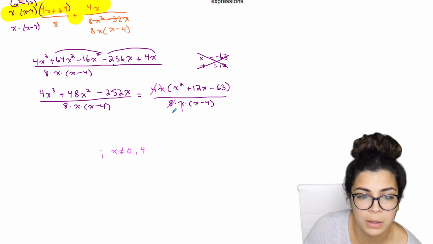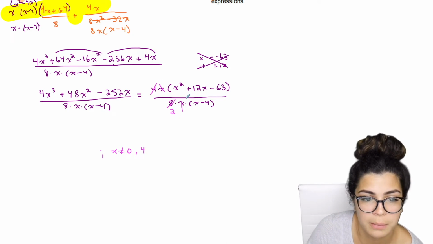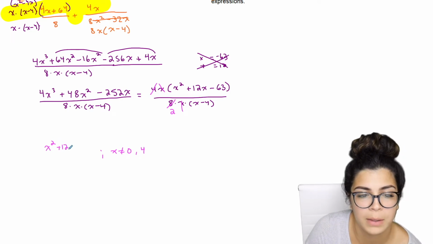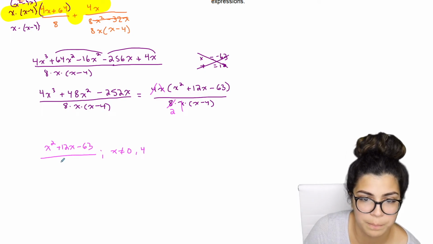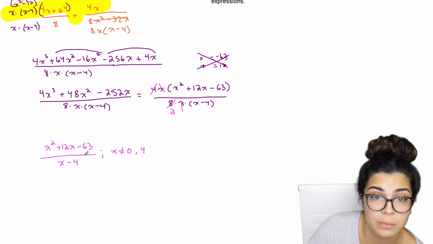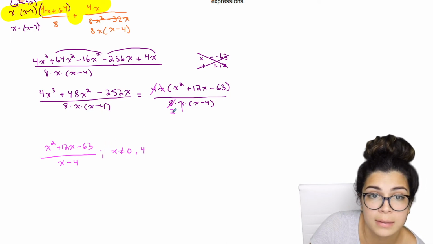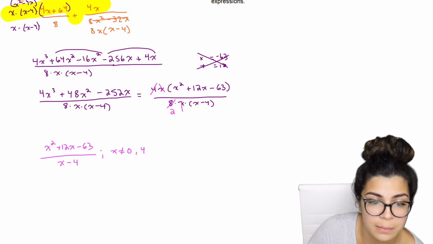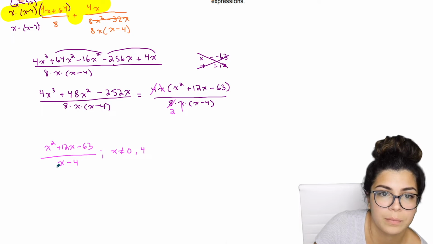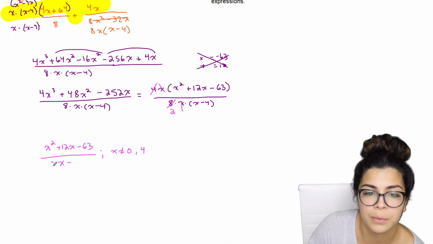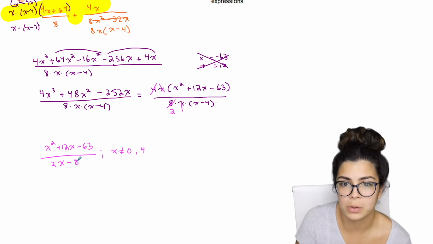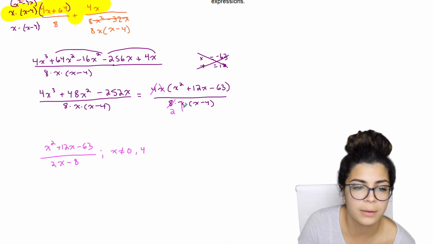So we end up with the numerator is x squared plus 12x minus 63, and in the denominator we get x minus 4. Oh, times 2. So 2x minus 8. Almost forgot that. Be careful when you've factored out, don't forget to multiply everything that remains together.